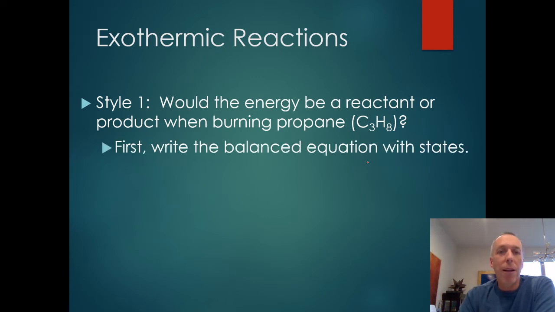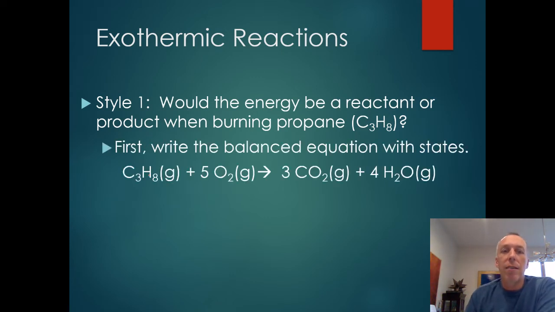So first we'd write the balanced equation. You can see the balanced equation here. And then we would put the actual amount of energy. We'd have to look it up or we'd have to calculate it. We'd have to do something, but we'd have to have more information. You can't just make the number up.